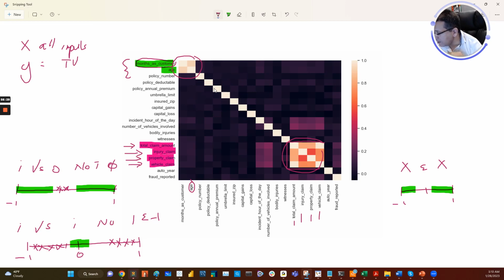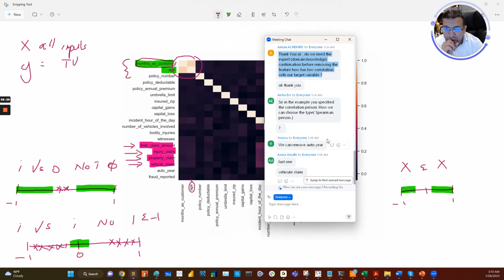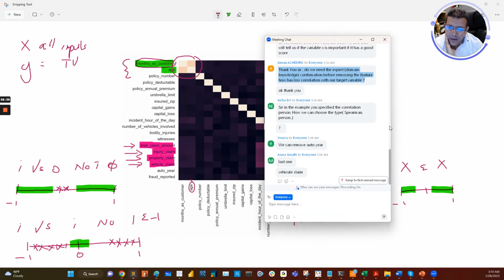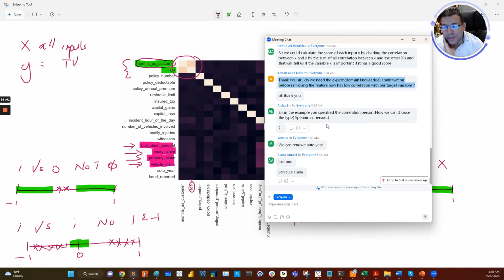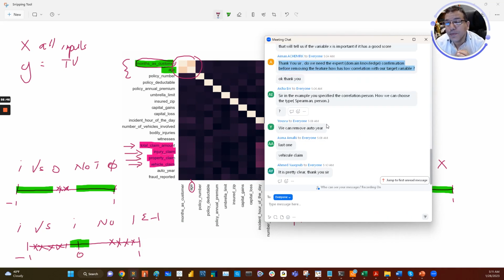So let me read the question from Aisha. Aisha said, sir, in the example you specified the Pearson correlation. How do we choose? When do we need to choose Spearman, Pearson, and Kendall? So it totally depends on the type of correlation you are looking for. I will not bother myself with which correlation to choose. These three correlations are going to give you a value between -1 and 1.